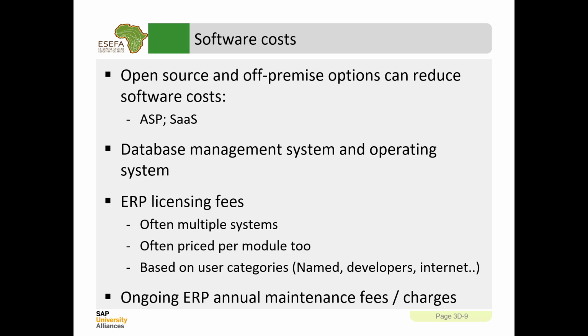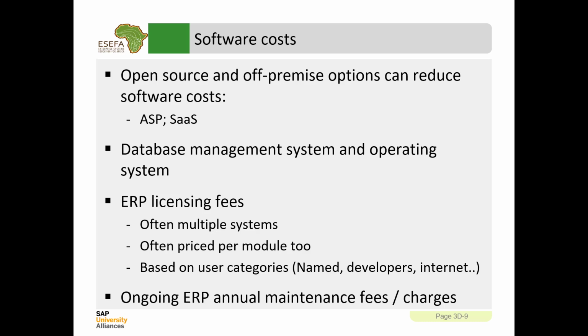So often multiple systems, often priced per module too, based on user categories and all that. So you are concerned with the licensing. So you are not dealing with physical structure as the case may be for an ERP system. It's usually based on multiple servers. You can say, okay, multiple systems. As I said, it's customizable. It depends on the module you want. I want finance, I want materials management, I want that. So the pricing is based on module. So you can see the variable cost here, and also based on the categories of users.